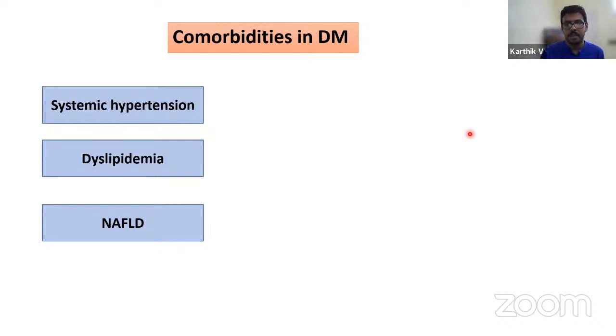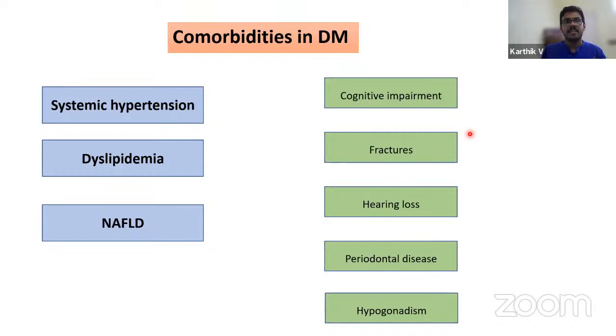So it encompasses a whole lot of things ranging from cognitive impairment, presence of fractures, presence of hearing loss, strong association with periodontal disease and hypogonadism, especially in males, and PCOS in females. So when you are evaluating a patient with diabetes, you should look beyond this trio of comorbidities to these factors: the cognitive impairment, the fractures, the hearing loss, the periodontal disease and hypogonadism. For all the practicing doctors out there, this is a message I want to convey. You have to look beyond these common comorbidities, and these things are often overlooked.